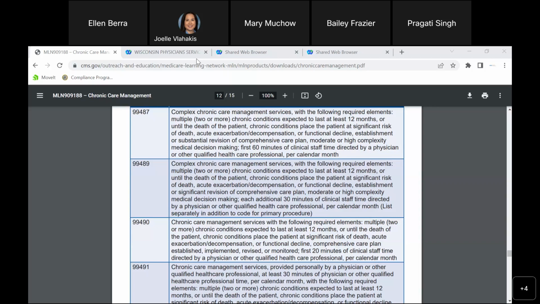Okay, what this means is that basically the moderate or high complexity decision making cannot be delegated to that clinical staff. So while the clinical staff can provide chronic care management services, when we're talking about the 99487 code and 489 procedure code, that moderate or high complexity decision making is made by your billing practitioner. So they're the ones who are looking at the problems and the data and the risk to the patient of whatever medical decision making that they're doing.